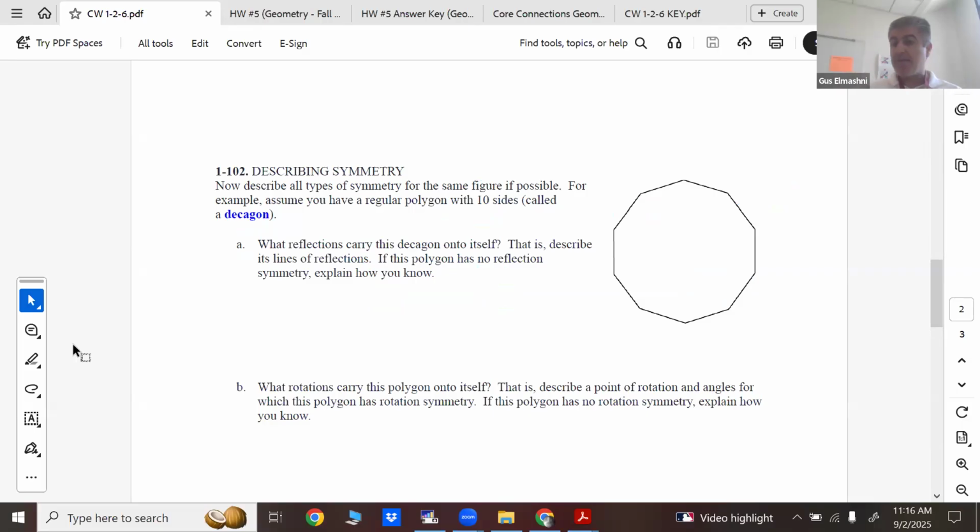For example, let's say you have 10 sides and it's regular, so all sides are the same. So it's a decagon. What reflections carry this decagon onto itself? Describe its lines of reflection. If the polygon has no reflection symmetry, explain how you know. So how many lines of symmetry can I draw for this one?